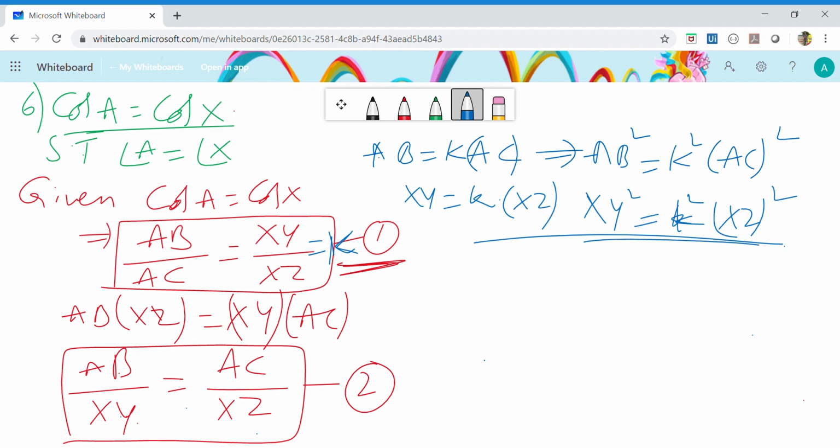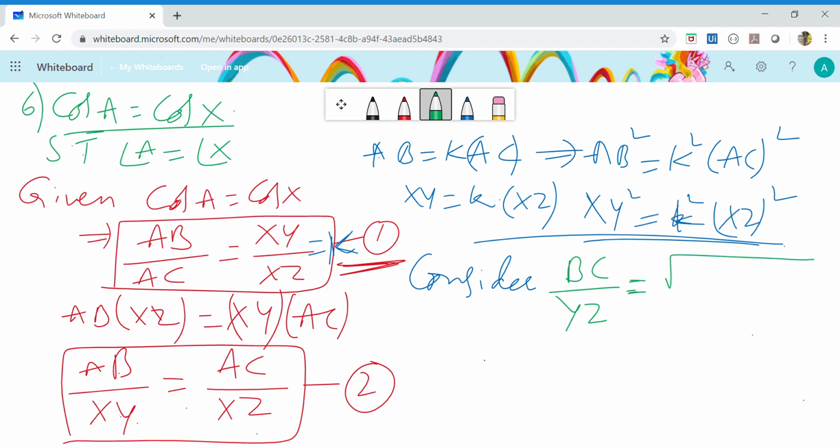Now in those two triangles, what I am considering is the ratio between BC and YZ, the opposite sides of angle A and angle X. So BC can be written by Pythagoras theorem. How can we write it? AC square minus AB square. And YZ, how can you write it? Write it as XZ square minus XY square.